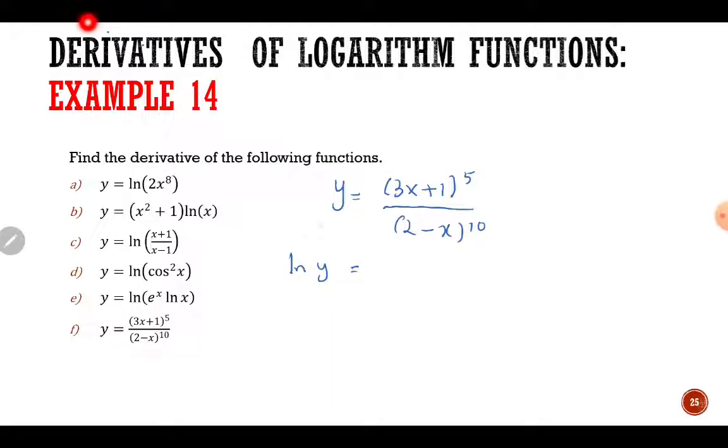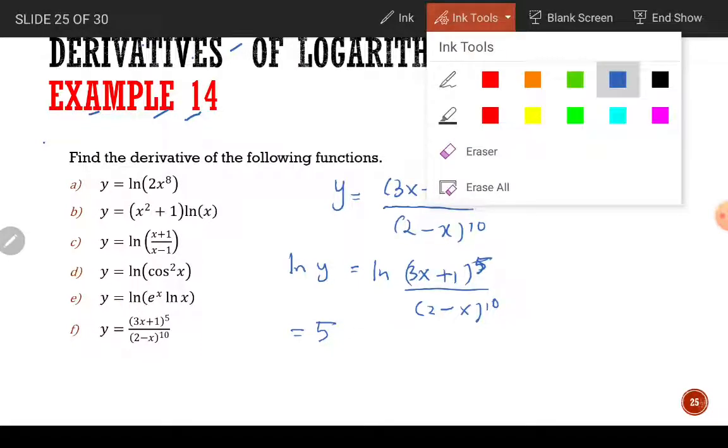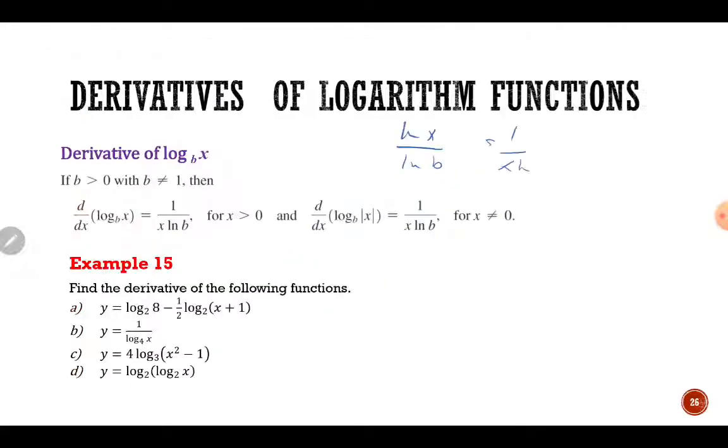On the left hand side I put ln, so ln y, and on my right hand side now I have ln of 3x plus 1 to the power of 5 divided by 2 minus x to the power of 10. And then here, applying the logarithmic property, this 5, right? So we may bring it to the front. We have 5. Okay, before that I'll go step by step, otherwise I'm afraid you all will get confused. Okay.